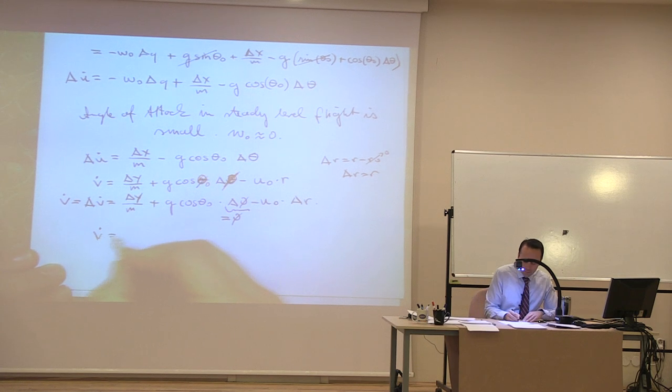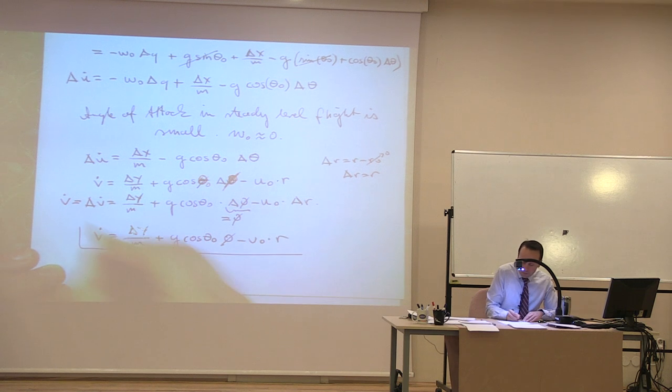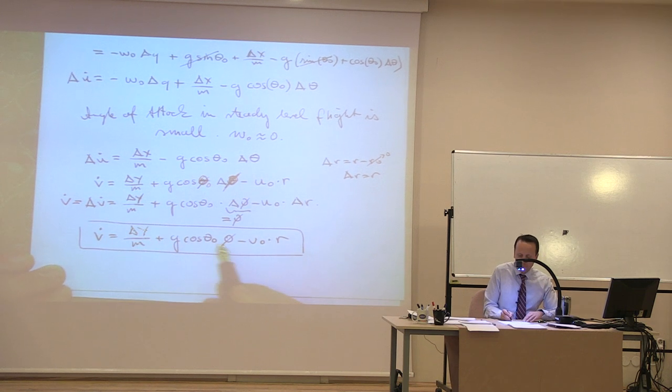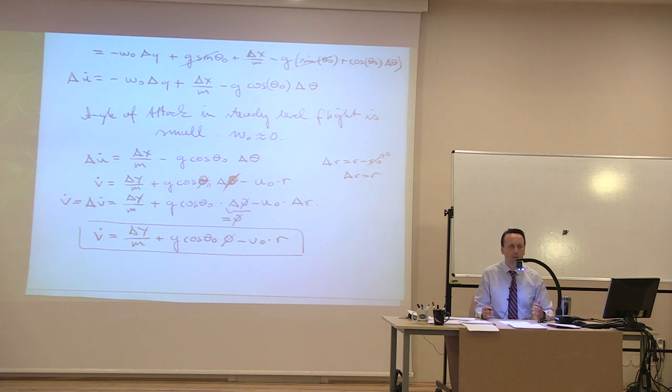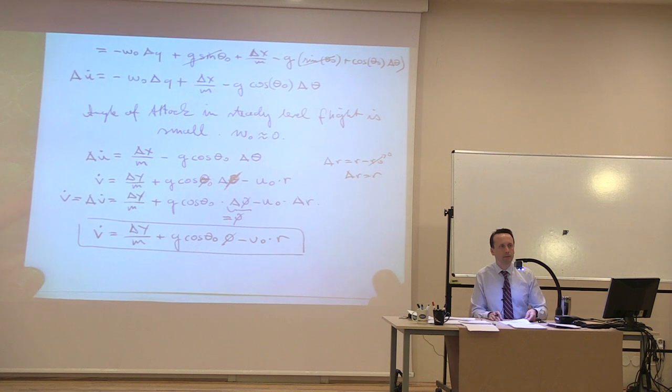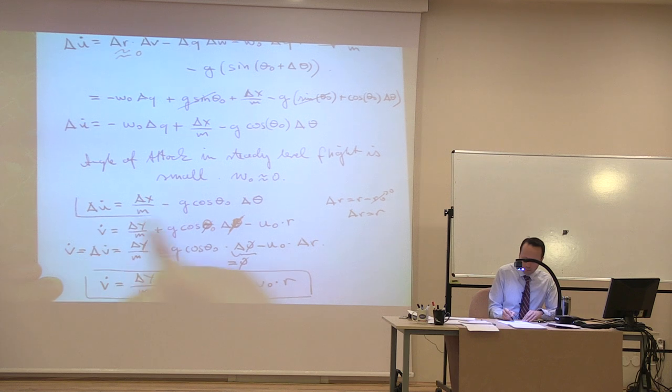V dot is equal to del y divided by m plus g cos theta 0 phi minus u 0 times r. You have phi, you have r, you have v dot. Is that a perturbation equation? Yes, it is still a perturbation equation because it is perturbed around zero. Fine? Okay. So this is the second one. This is the first one.